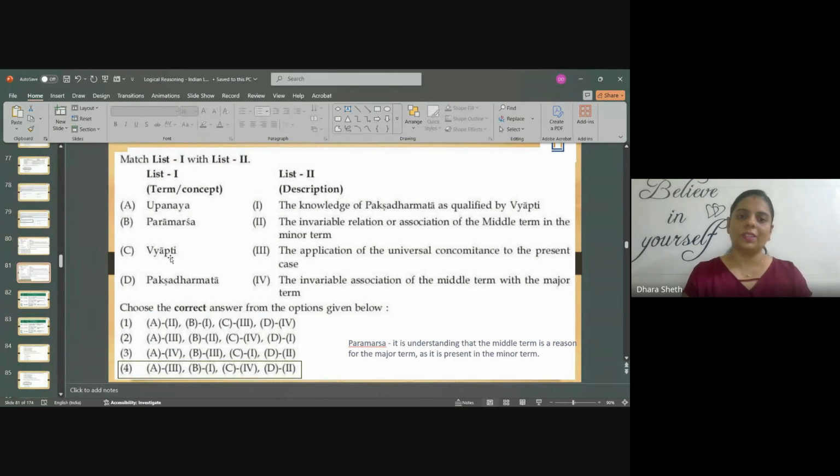Okay. And Paramarsh is the knowledge of Paksha Dharmata as qualified by Vyapti. It is the understanding that the middle term is a reason for the major term. Middle term is the hetu or linga, which is a reason for the sadhya or major term as it is present in the minor term. The connection of Vyapti and Paksha Dharmata is called Paramarsh. This Paramarsh is not the Hindi word for advice. Okay, it is different.